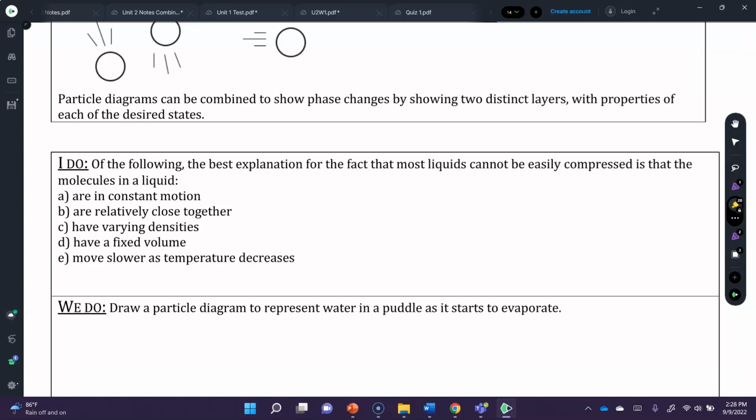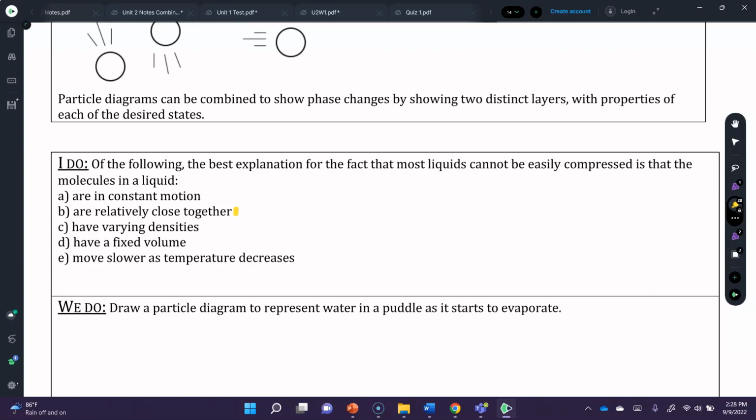So in our I do, of the following, the best explanation for the fact that most liquids cannot be easily compressed is that the molecules in a liquid are in constant motion? But gases can be compressed and they move more, so it's not that one. They are relatively close together? Well, that's true, and that does prevent them from being squished even more. They have varying densities? Well, nothing said anything about densities up there, so skip that one.